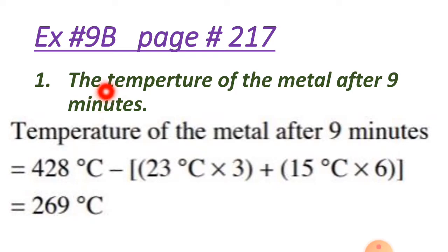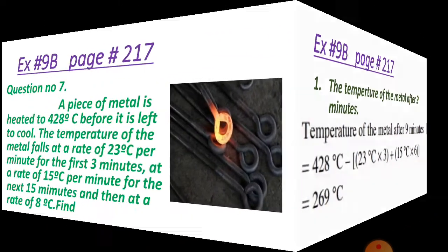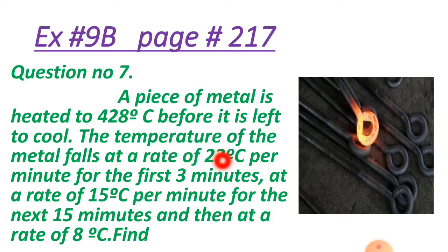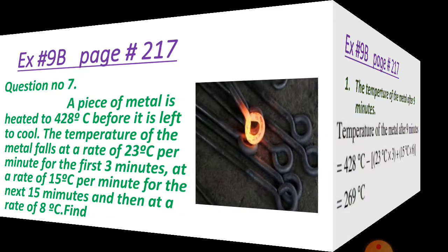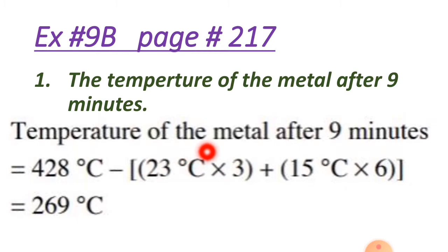First of all, we have to find the temperature of the metal after 9 minutes. Temperature of the metal after 9 minutes: 428, it was given that the metal was heated at the first time, minus 23 into 3. As I said, you have to understand these both numbers in the question. 23 into 3 minutes, so we are going to multiply these both numbers.